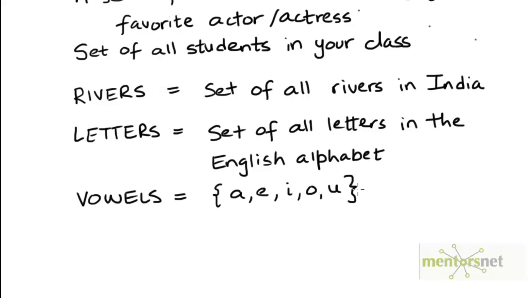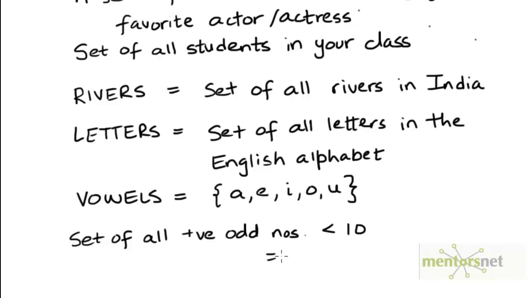But you can also define collections of objects which are mathematical in nature. For example, you could define a set of all the positive odd numbers that are less than 10. So these would be the 5 odd numbers 1, 3, 5, 7 and 9 that are positive but also have a value less than 10.